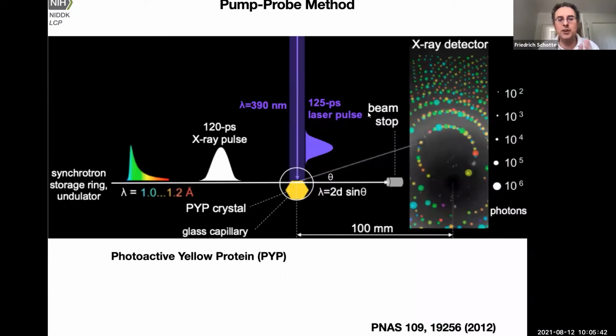So in brief, we have a protein in a nice regular crystal in a capillary, and you excite it with a short laser pulse, like 100 picoseconds, and then you probe it with a time-delayed X-ray pulse, and then record the diffraction pattern.